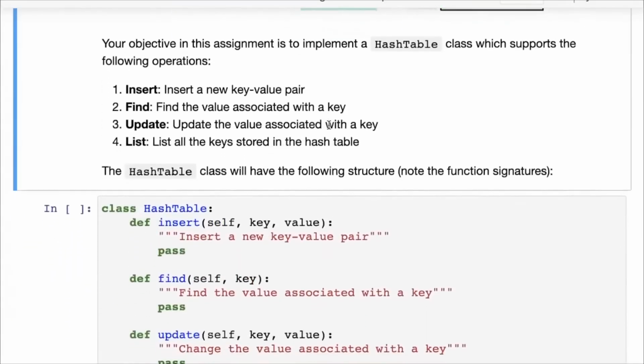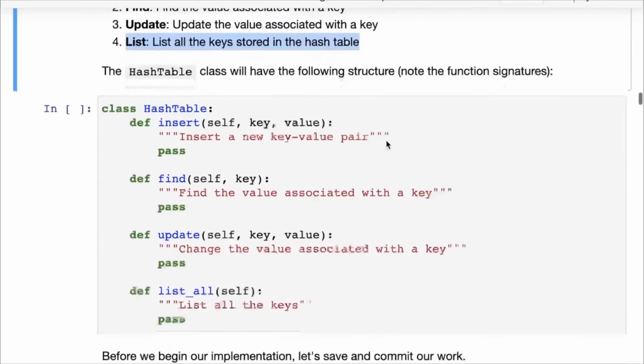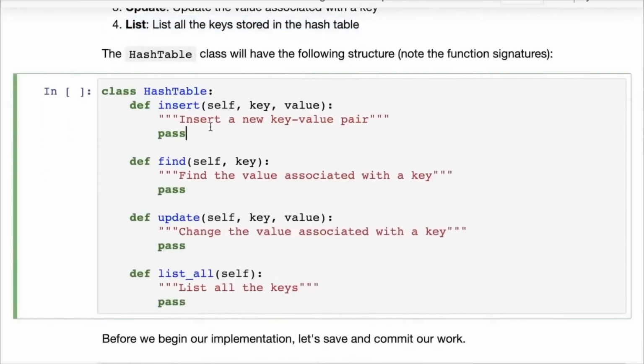Now your objective in this assignment is to implement a hash table class which supports these operations: an insert operation, a way to insert a new key value pair, a find operation to find the value associated with a given key, an update operation to update the value associated with a given key, and then a list operation to list all the keys stored in the hash table. And here's where we are going to use Python classes. And there's a brief introduction to Python classes in lesson 2 of this course. So do check out lesson 2 if you want a refresher on Python classes.